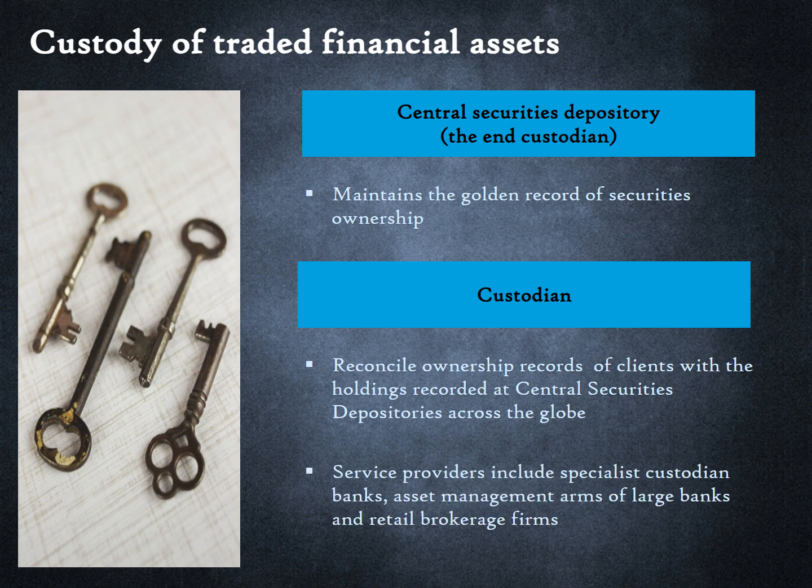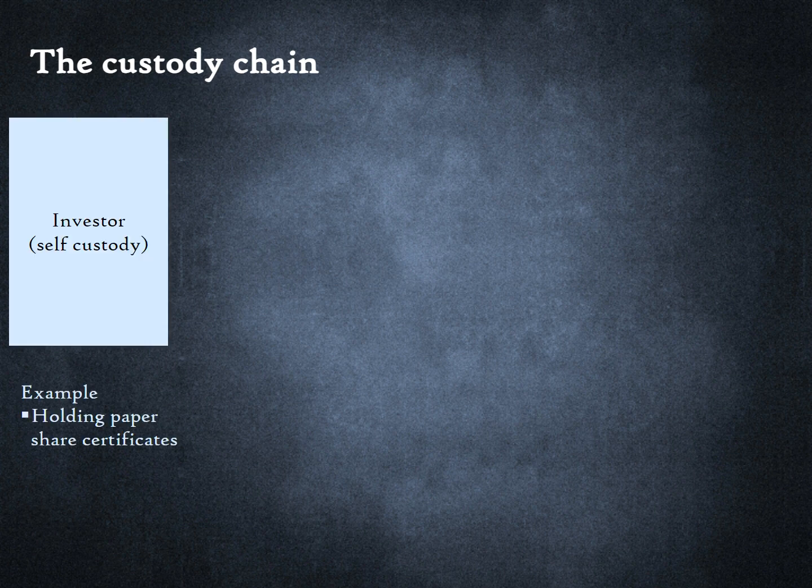Custody services could be offered by specialist custodian banks like BNY Mellon and State Street Global or the asset management arms of big banks like Citi. Many retail brokerage firms also perform the custody function for their clients. We discussed in the lesson on the trade lifecycle, there is a chain of participants who hold custody of securities. Investors can have self-custody, if they are holding on to paper share certificates at home. However, in most countries, paper certificates have been dematerialized.